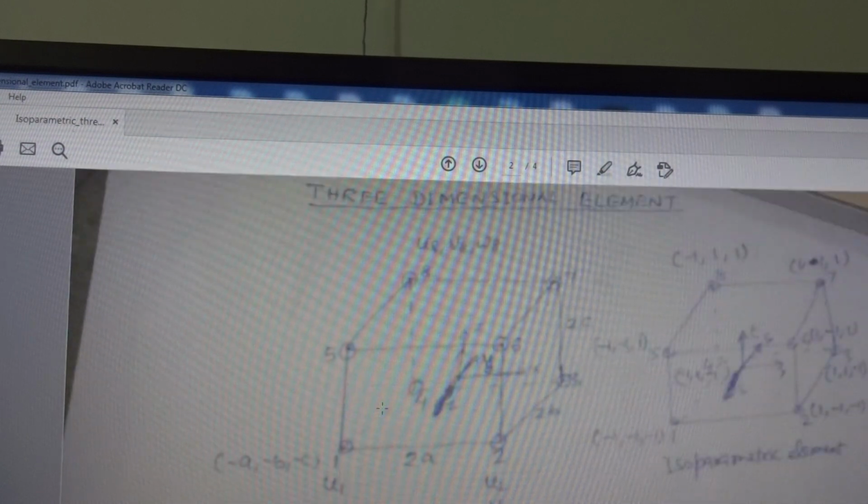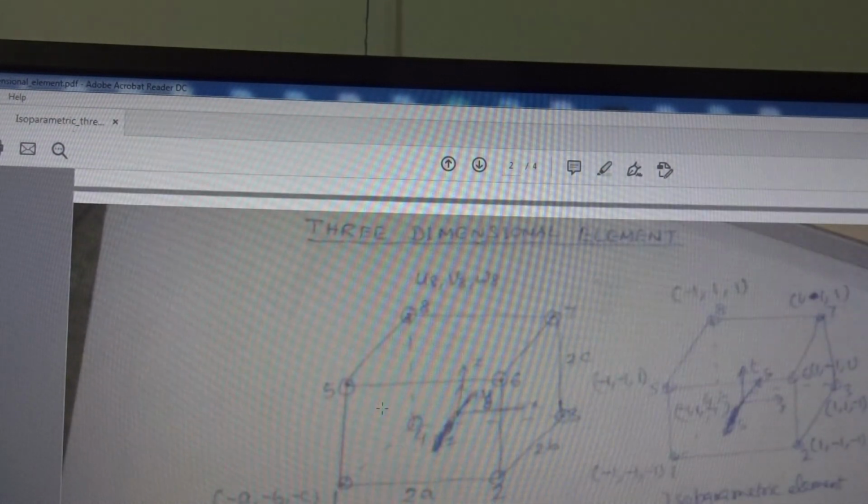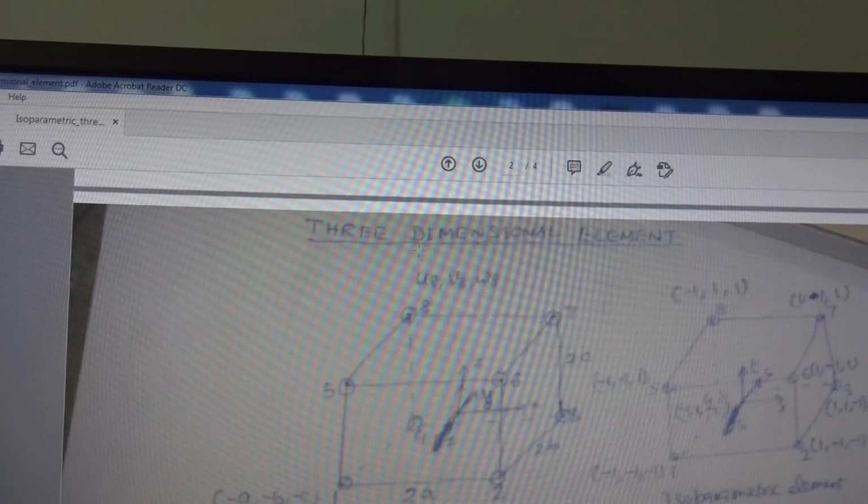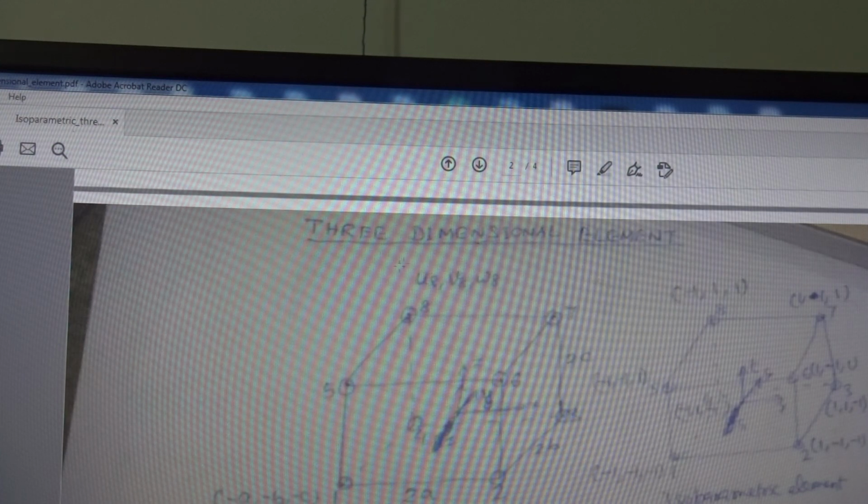Now the three-dimensional element. Already I have shared this PDF with some students. I hope it has been shared with all of the students.